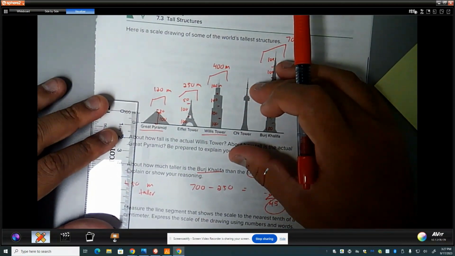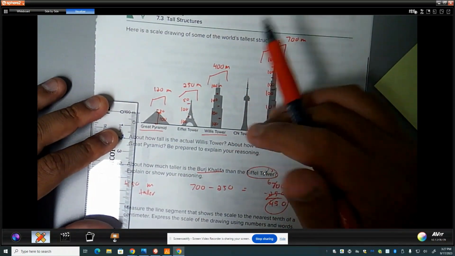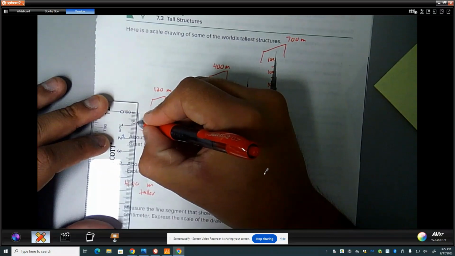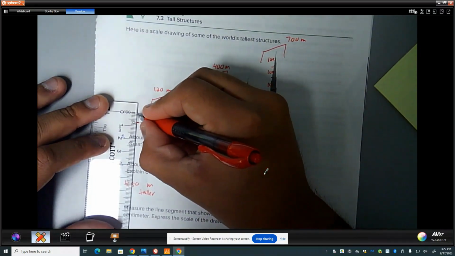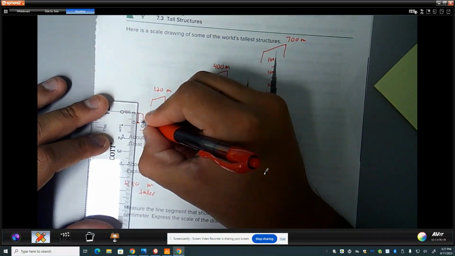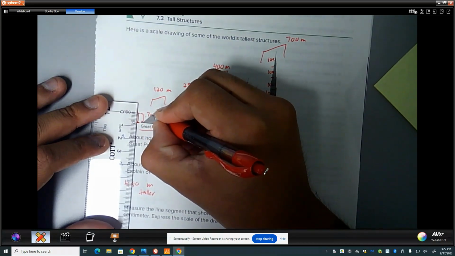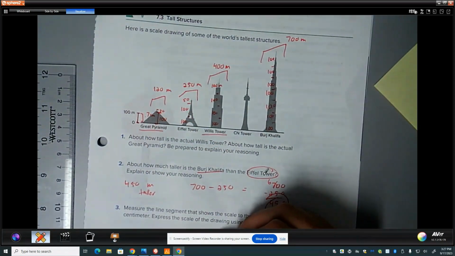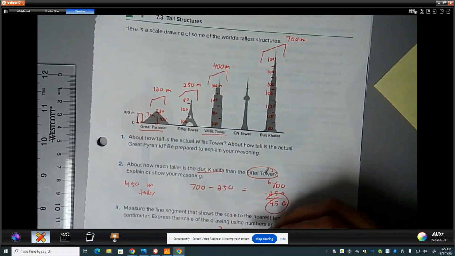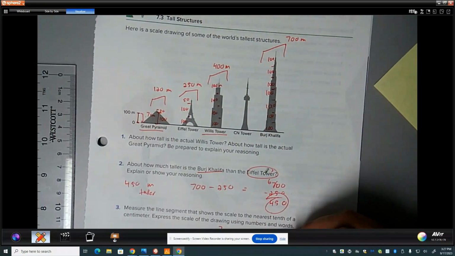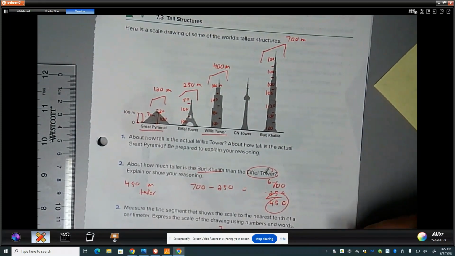I'm going to go ahead and line it up from the bottom, from the top, and see where it ends up. And it roughly ends up at around 0.7. So the distance right about here would be about 0.7 centimeters. So that means that every 0.7 centimeters is the same as every 100 meters in the real world.